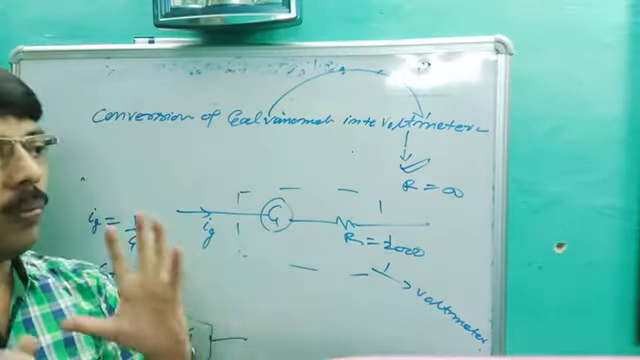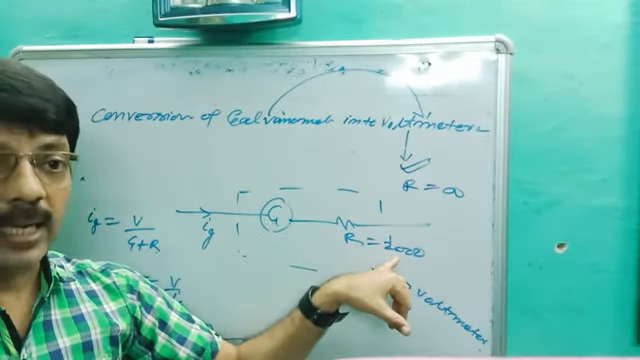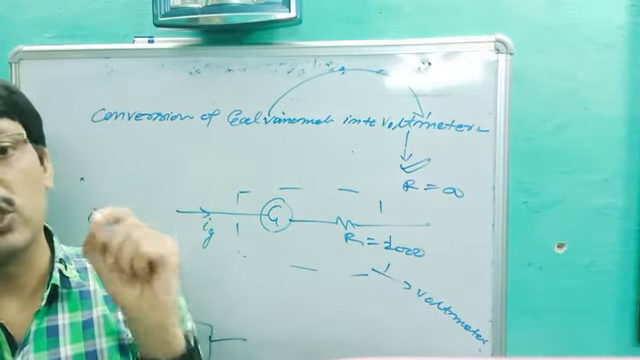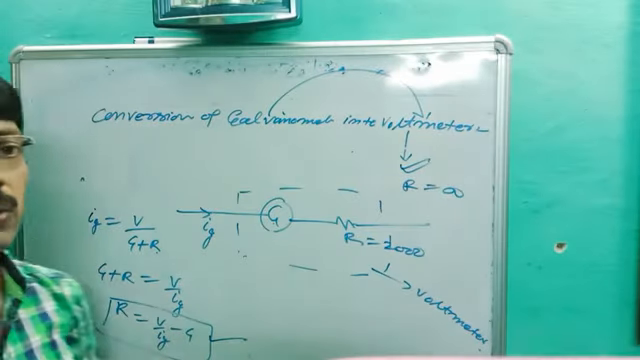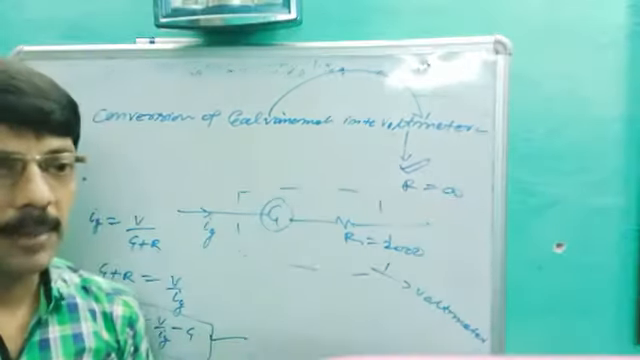But keep in mind whatever answer you get, it should be more than 2000 ohm. In the ammeter case, you should get the value of S. S percent is 0.01, which means 10 power minus 2 ohm. So this is all about the conversion of galvanometer into voltmeter and ammeter. Okay, that's all.